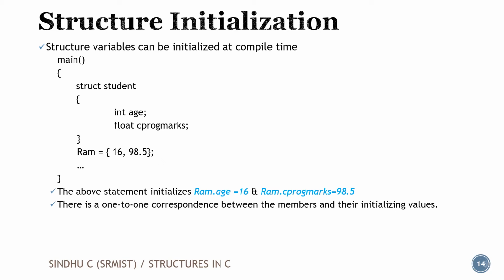There is a one-to-one correspondence between the members and their initializing values, which is, the first value is of the first member. Here the first member is age. The first value is 16, so 16 corresponds to age and 98.5 corresponds to the second member, which is C program marks.